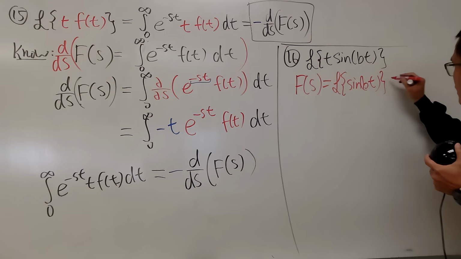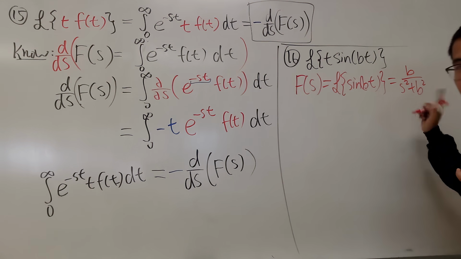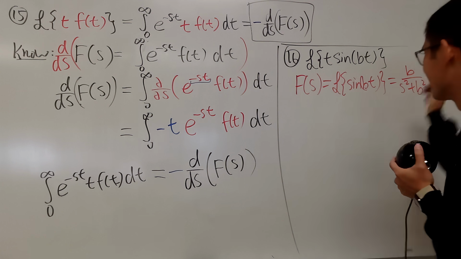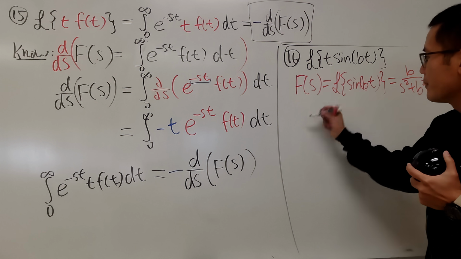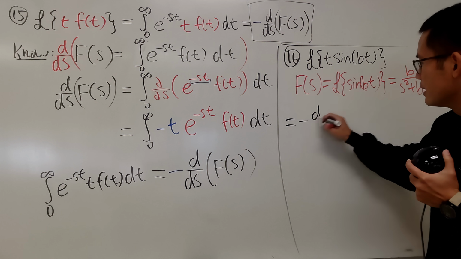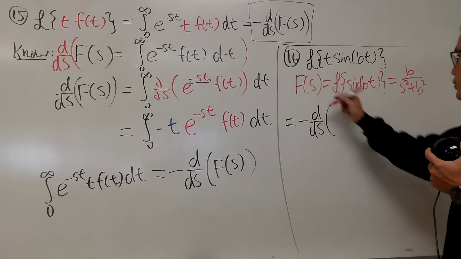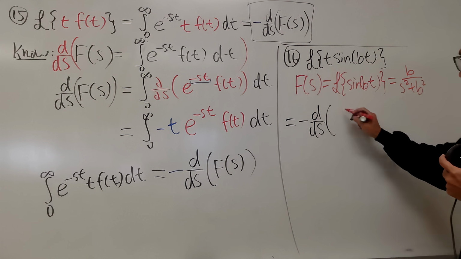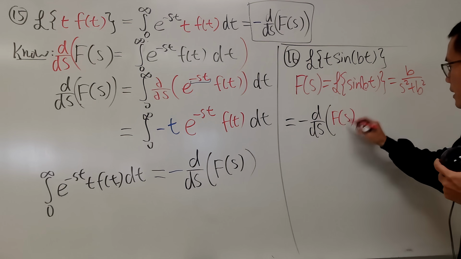This right here is equal to b over s squared plus b squared. I am not making a mistake like earlier, so this is good. So this is our f of s. Well, this right here is equal to the following. We just have to go ahead and do the negative and differentiate with respect to s the function, which is f of s, which is just this. I'll just put this down, f of s.